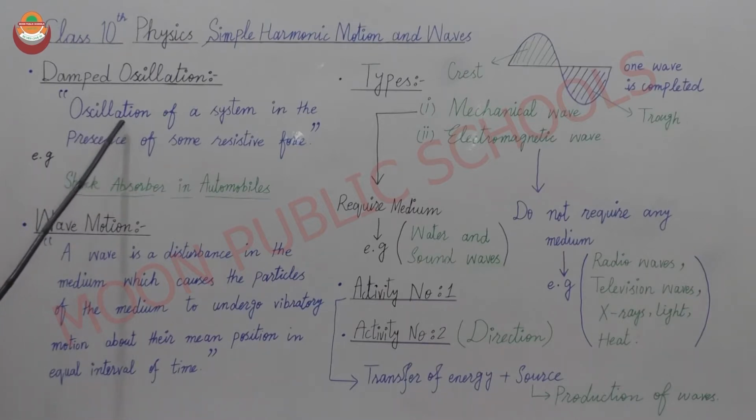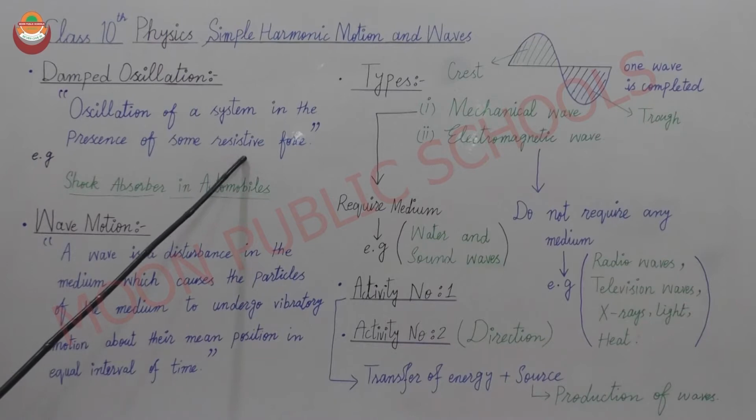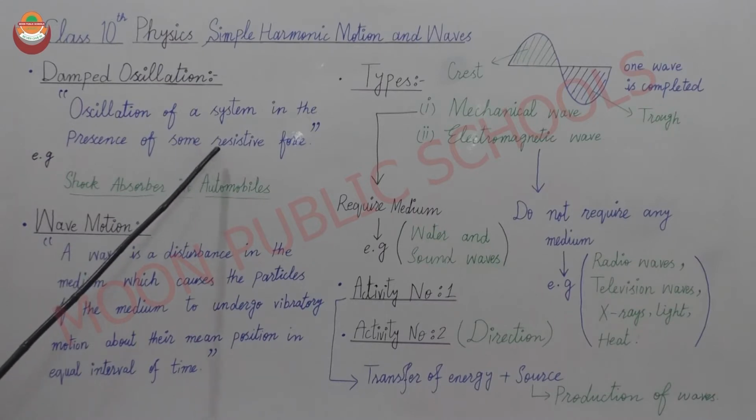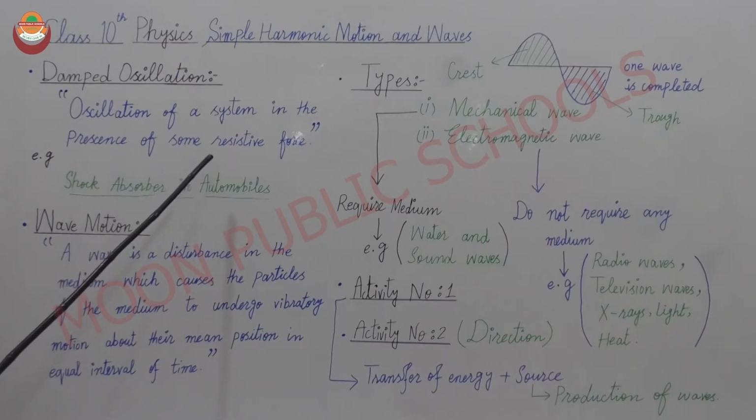But practically, we do not have an ideal system, so resistive force is applied on a vibrating body due to friction. Friction retards the motion of a body. So due to the force of friction, the amplitude of the vibrating body is reduced. Force of friction decreases the mechanical energy with the passage of time.